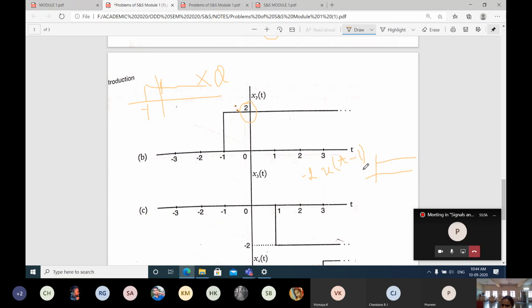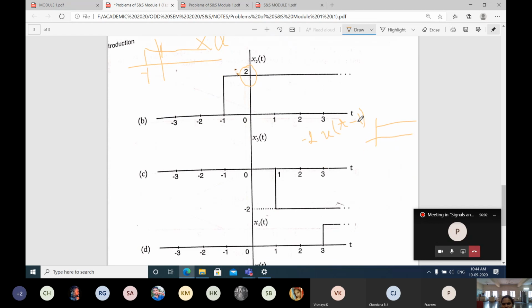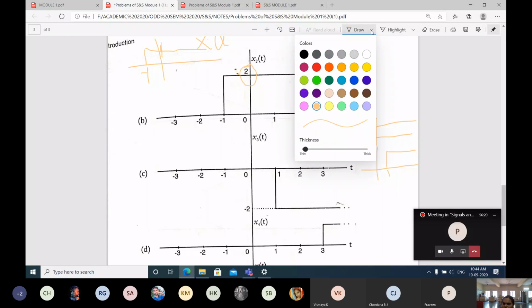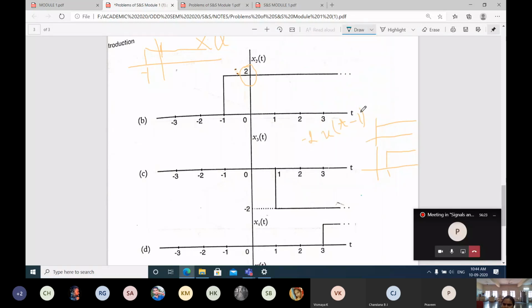Okay, what is the t naught value in this case? It is 1, meaning the signal is shifting towards the right. Instead of starting from 0, it will start from position 1. This is what u of t minus 1 is. I am doing only this part. You will be getting this. What is the amplitude here? 1 only.